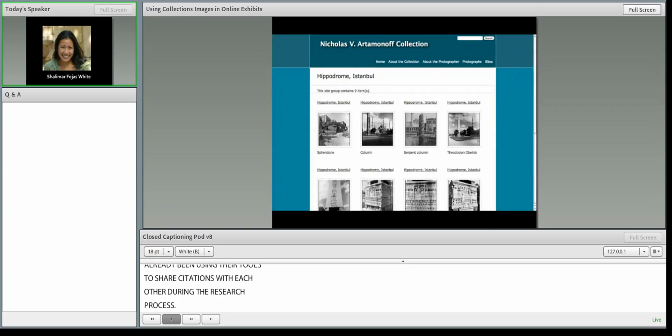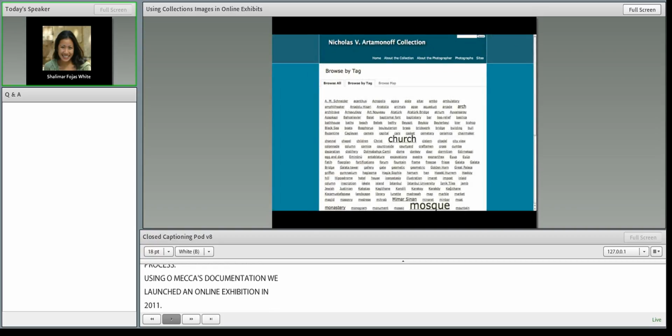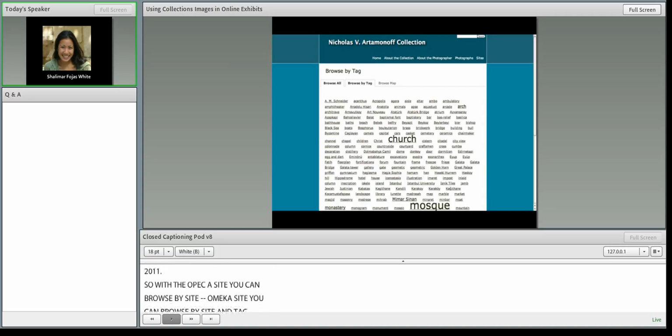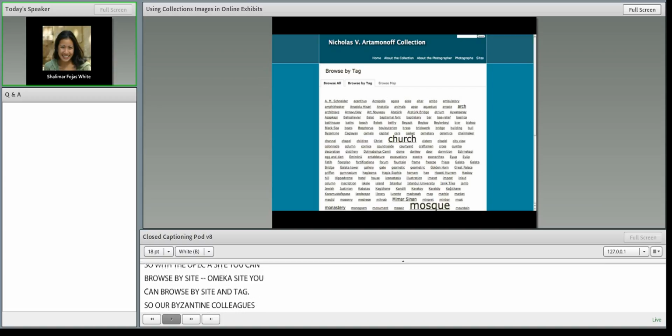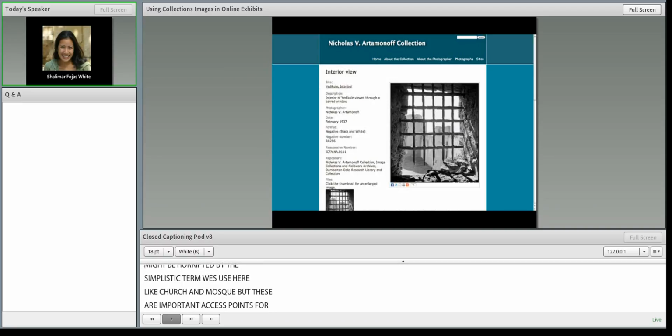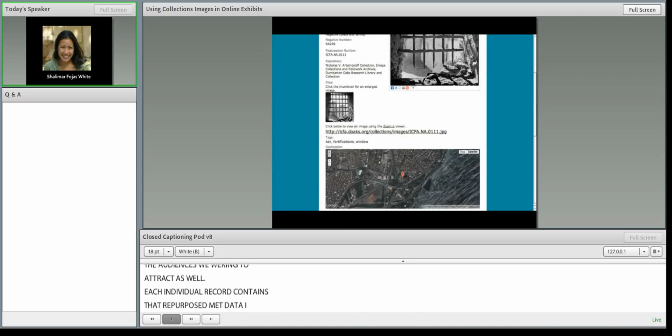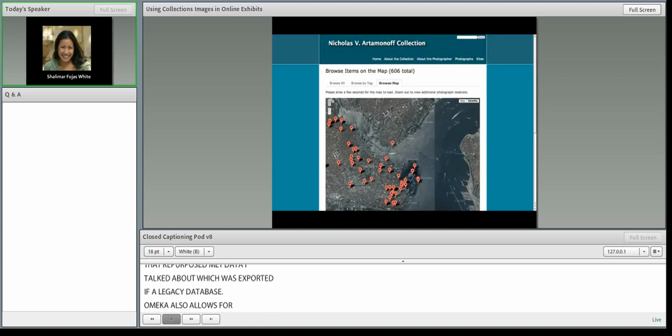So with the Omeka site, you can browse by site and tag. So our Byzantine colleagues might be horrified by the simplistic terms that we use here, like church and mosque, but these are actually really important access points for the non-scholarly audiences that we were hoping to attract as well. And each individual record contains that repurposed metadata that I talked about, which had been exported from a legacy database. Omeka also allows for geolocation, so you can see exactly where this particular site is located on a map. But then also all of the sites Artamonoff photographed plotted on that same map.